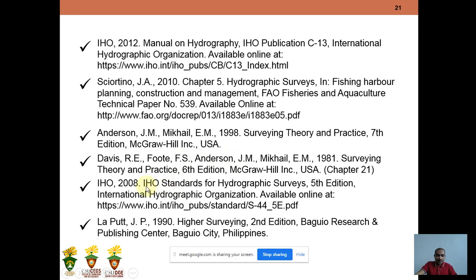Then also some part of the material came from the IHO 2008. Again, it's on the standards of hydrographic surveys. So from the survey specifications, Part 3, I took references. Then Laput, Laput JP, Higher Surveying, the blue book, second edition. So from here I take material topics on how to deliver this course to you.